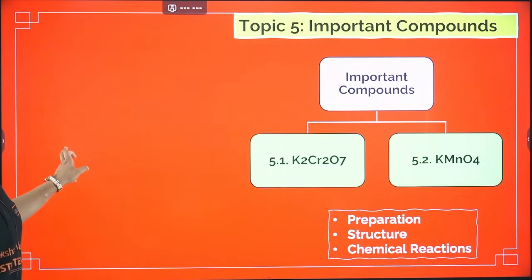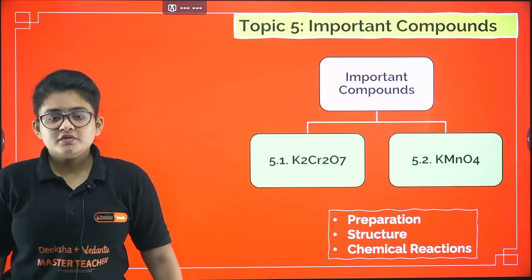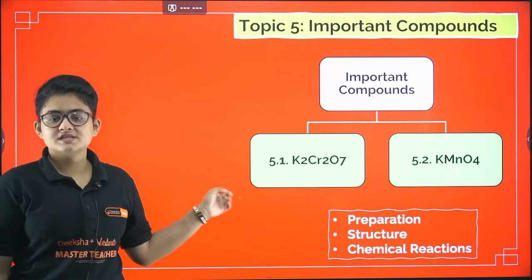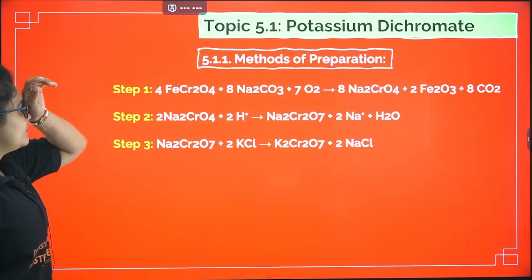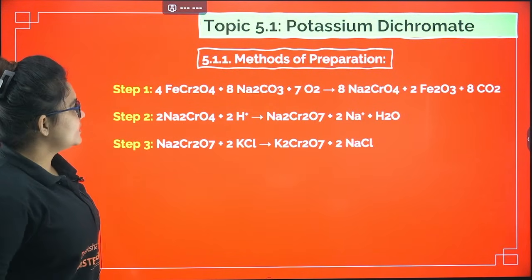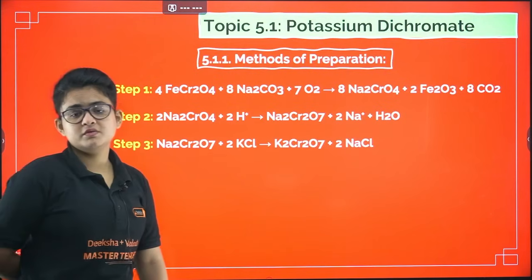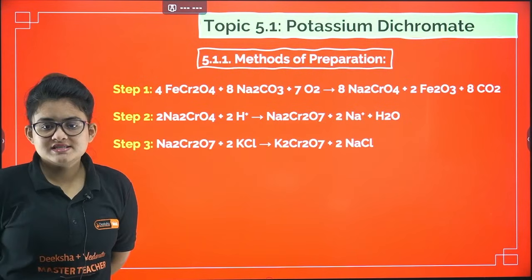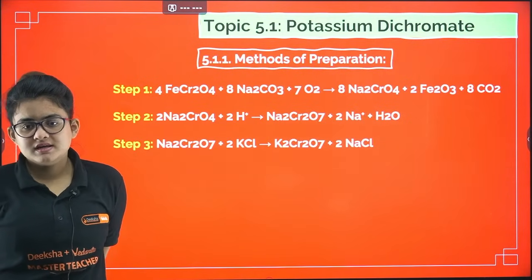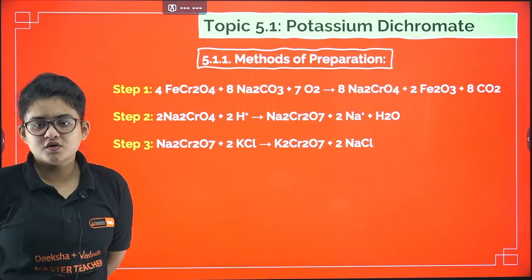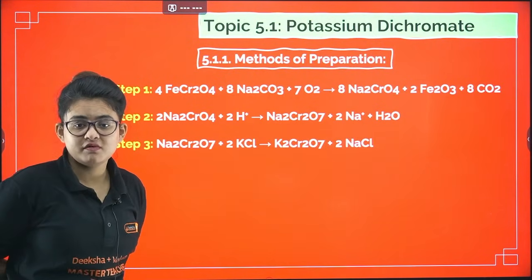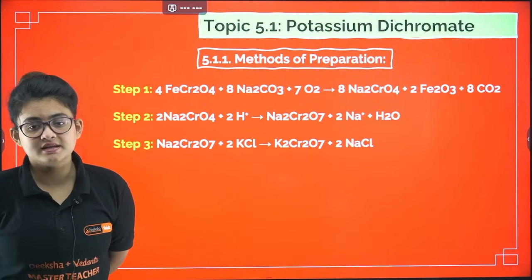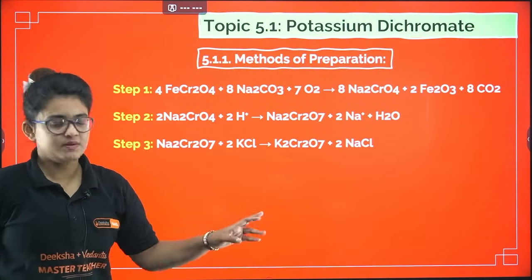Let's proceed further. A few important compounds we will discuss, K2Cr2O7 and KMnO4. Preparation, structure and chemical reactions are very important. First we will proceed with the preparation of potassium dichromate. We start from FeCr2O4, the chromite ore, that is treated with sodium carbonate in the presence of oxygen, and it forms sodium chromate. Then sodium chromate is acidified and forms sodium dichromate. Then sodium dichromate is treated with KCl and it forms K2Cr2O7. This is the preparation.